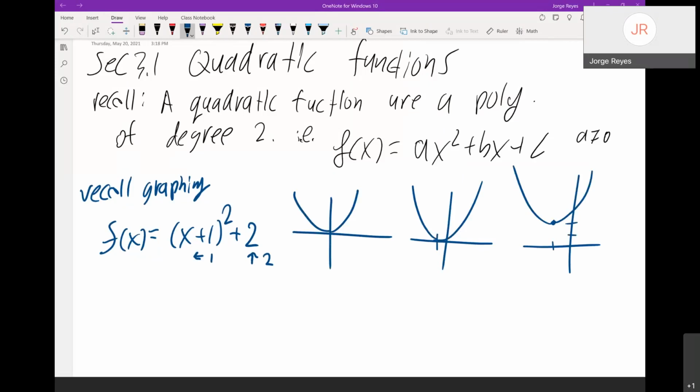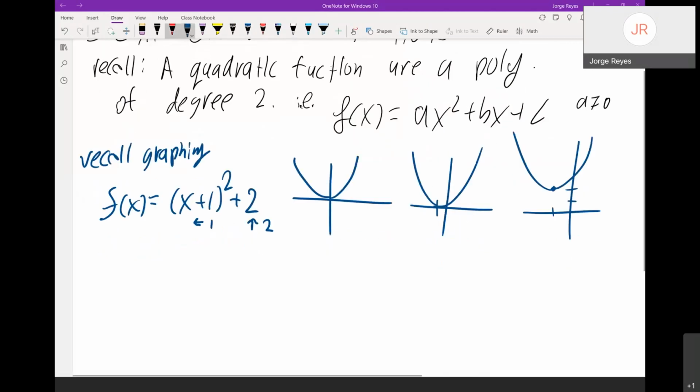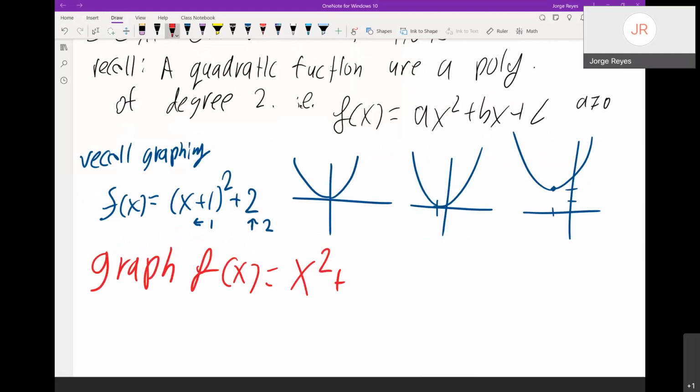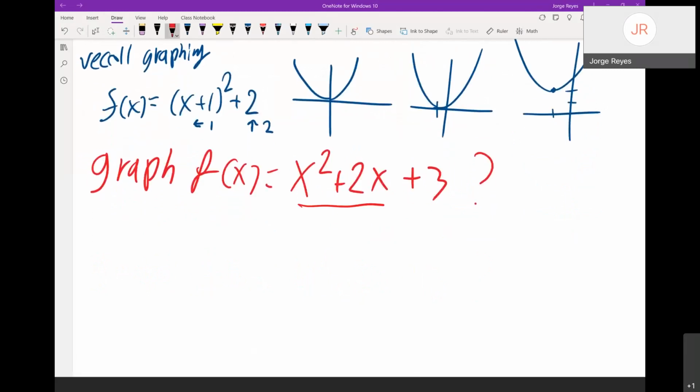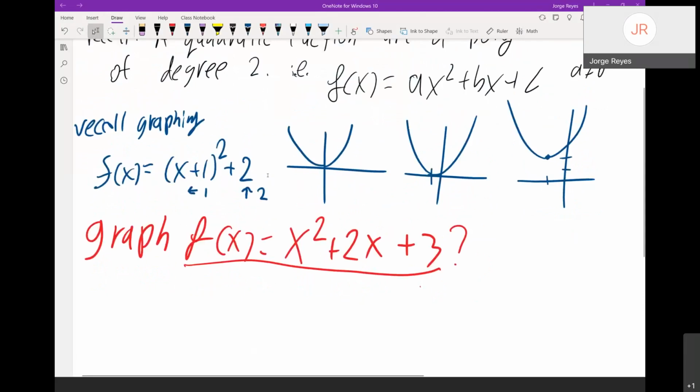So the problem is this, though, all right? What if I asked you to graph f of x equals x squared plus 2x plus 3, right? This is the problem because you don't really know how to graph this, right? Like this 3, is that a shift? What is this x doing, right? Like this isn't how we learn to graph these. So we have to figure out how do we graph all quadratics, not just the ones that are already in this form that we know how to graph with, okay?